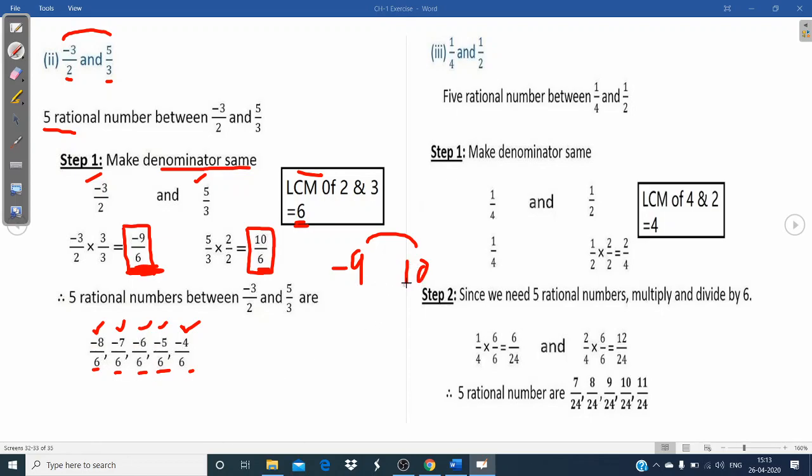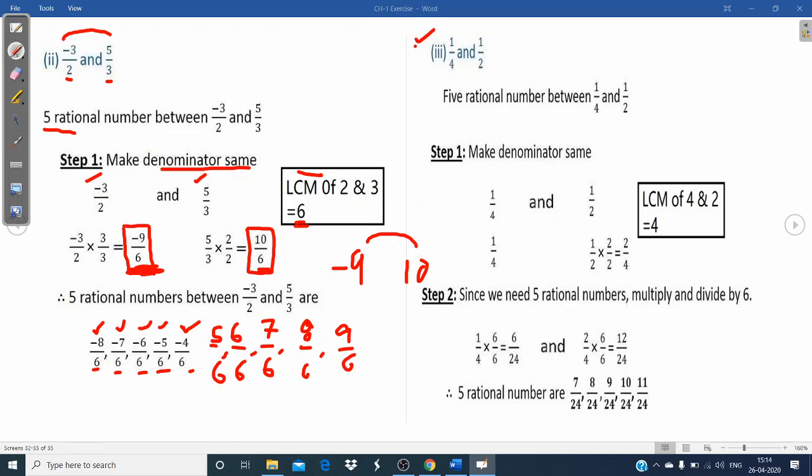You can start writing from here also. Less than 10 is 9, so 9/6. Then 8/6, that you can also write. Then 1 less than 8, 7/6, then 6/6, then 5/6. So these are also rational numbers which are lying between -9 and 10. That's why I told you there are infinite rational numbers between two given rational numbers, because here you have not multiplied. Later you can multiply by 10/10, 100/100, 1000/1000 also. That's why infinite rational numbers lie between two given rational numbers.